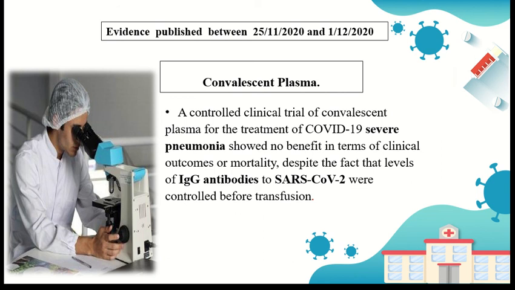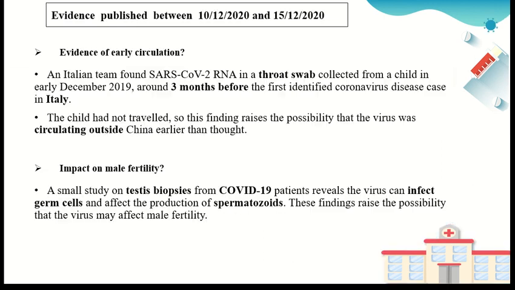A controlled clinical trial of convalescent plasma for the treatment of COVID-19 severe pneumonia showed no benefit in terms of clinical outcomes or mortality, despite the fact that the levels of IgG antibodies to SARS-CoV-2 were controlled before transfusion. Evidence of early circulation. An Italian team found SARS-CoV-2 RNA in a throat swab collected from a child in early December 2019, around 3 months before the first identified coronavirus disease case in Italy. The child had not traveled. So this finding raises the possibility that the virus was circulating outside China earlier than thought.